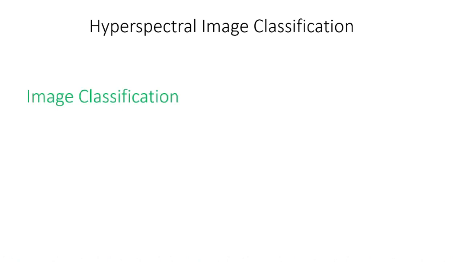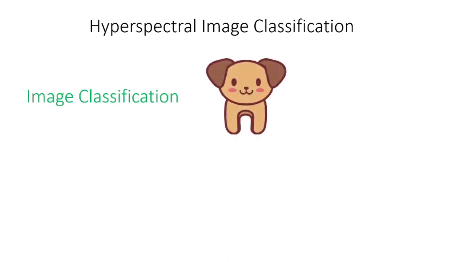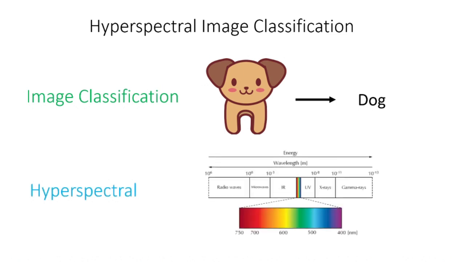Firstly, we'll look at image classification, where a given input image is transformed into an output classification label. Secondly, we'll look at hyperspectral imaging, how that relates to the electromagnetic spectrum, and how it differs from standard colour images.